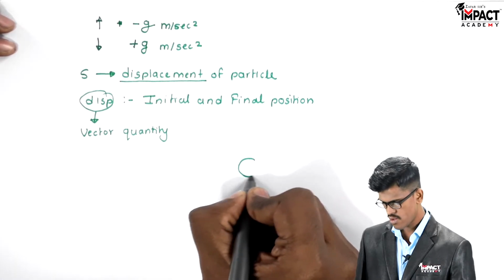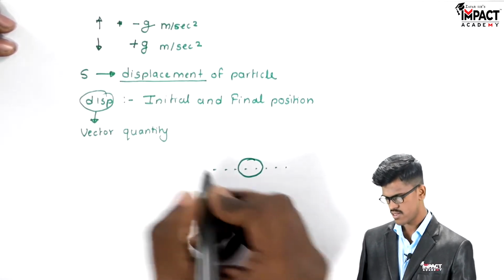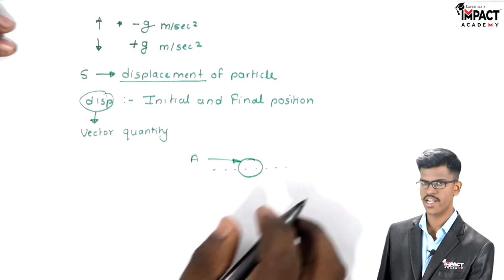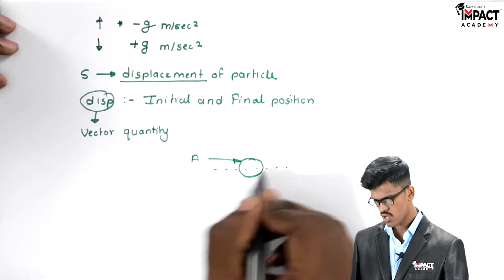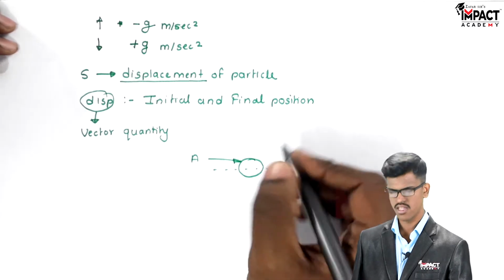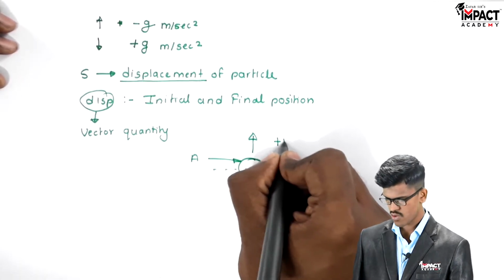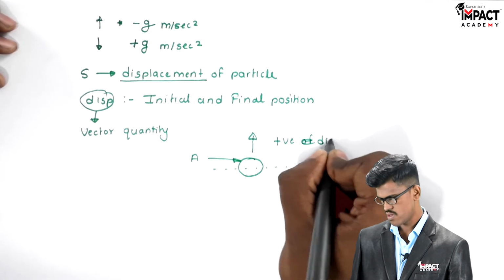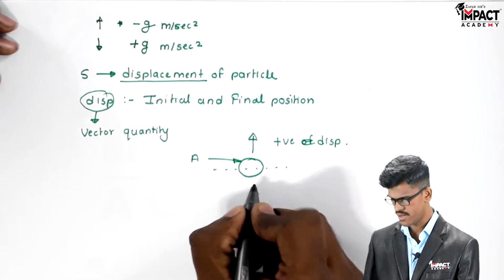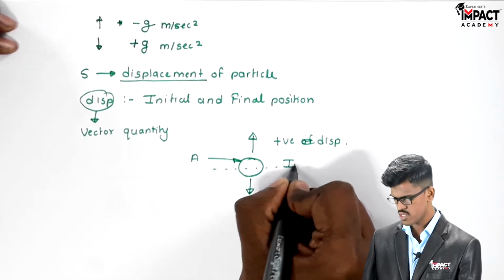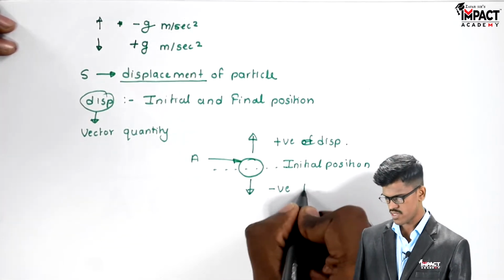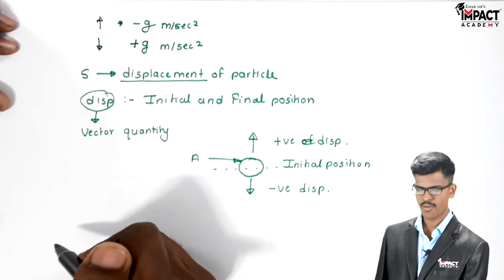If a particle, say particle A or body A, is moving in a vertical path, and the displacement of the particle is above the initial position, then we consider a positive value of displacement. If the particle moves downward from its initial position, then we have to consider a negative value of displacement. This is a very important point.